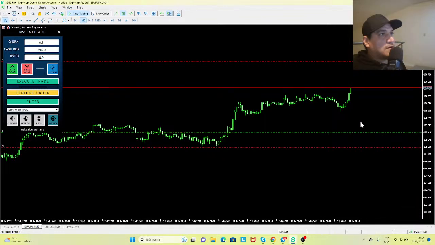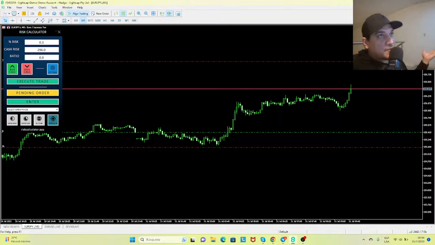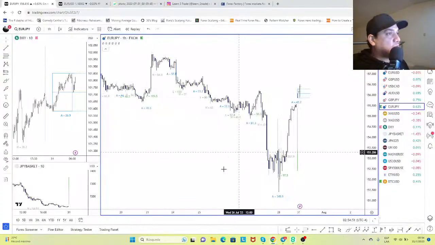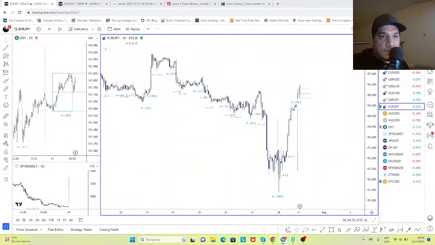Enter. Let's see if we can get filled on this. What was it? 1395. That's a 4.2, 4.3 R on this possible trade. 4.3 R. Let's send that to the VIP group. Boom. Pending trade, Euro Japanese yen. That's a buy limit.